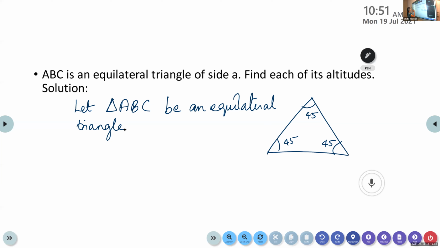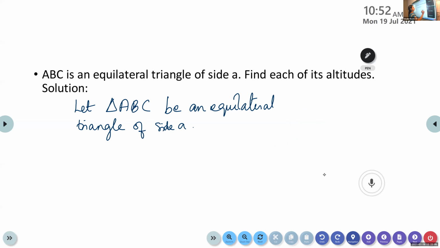So let ABC be an equilateral triangle of side A. We are taking the side as A. I'll draw the figure. It is an equilateral triangle. Each side is given as A. We want to find the altitude. What is the definition of altitude?